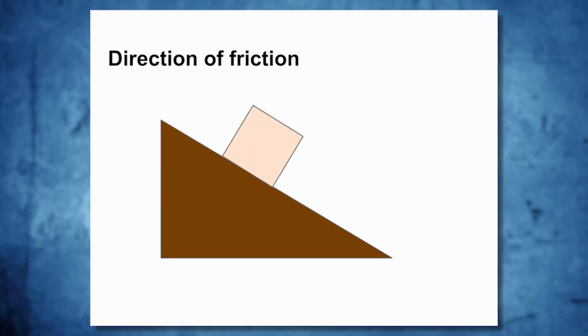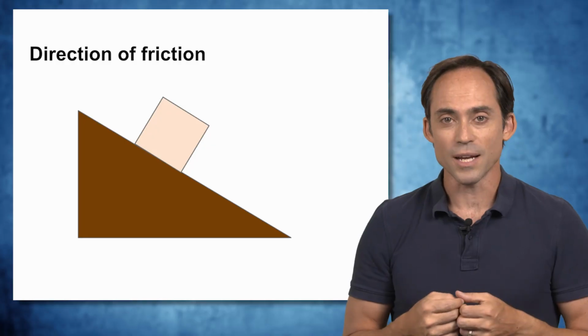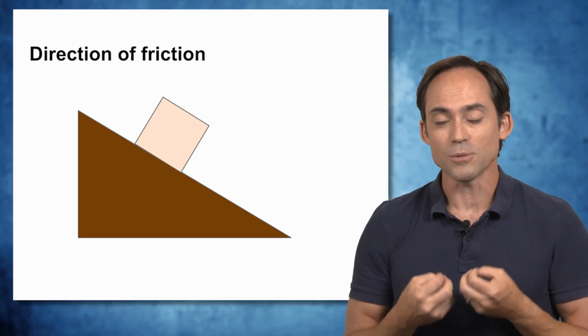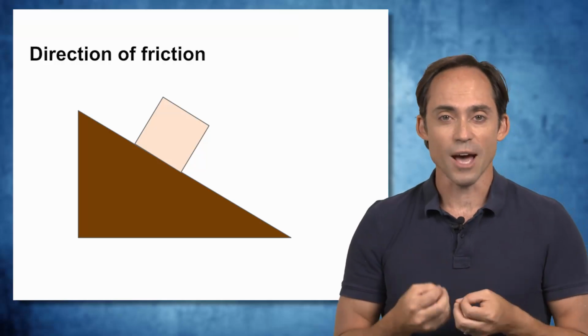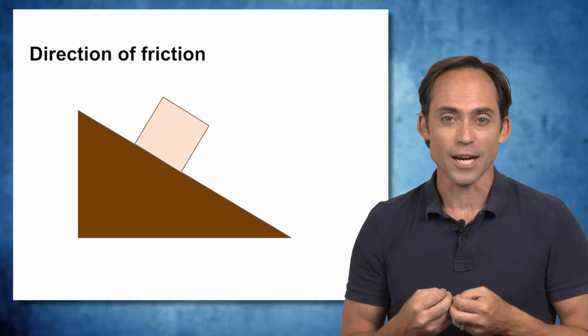Now the direction of friction is an important thing to consider because it will depend on not just the actual motion but also potential motion. It's important to think about what the motion is going to be without friction in order to figure out which way that friction force is actually pointed.